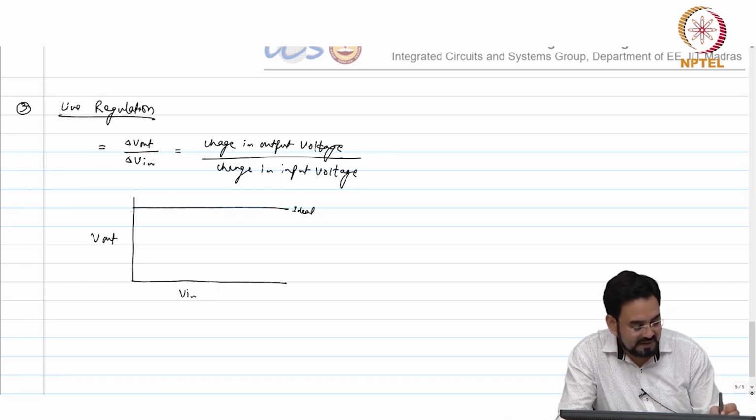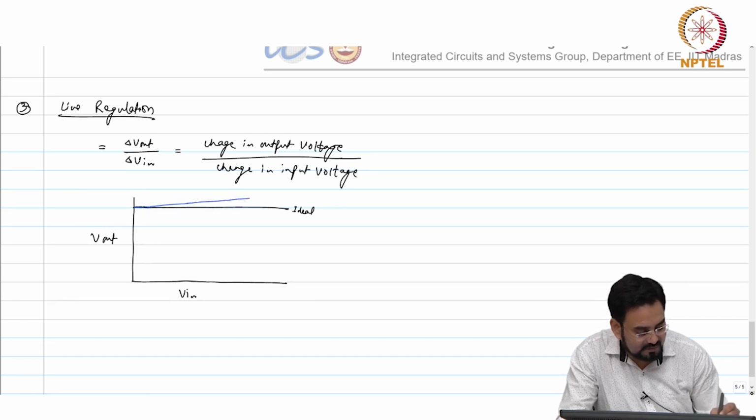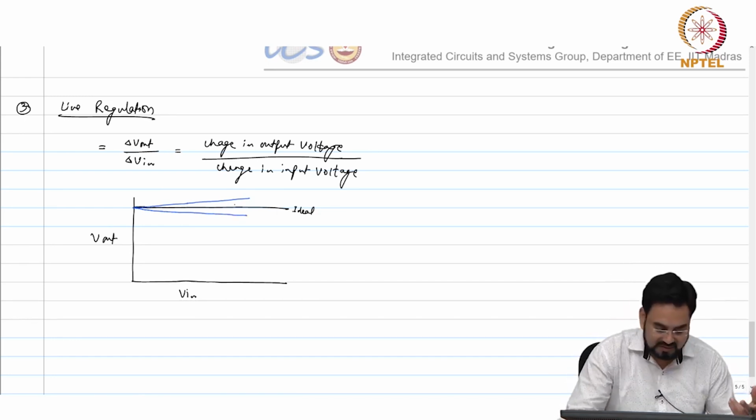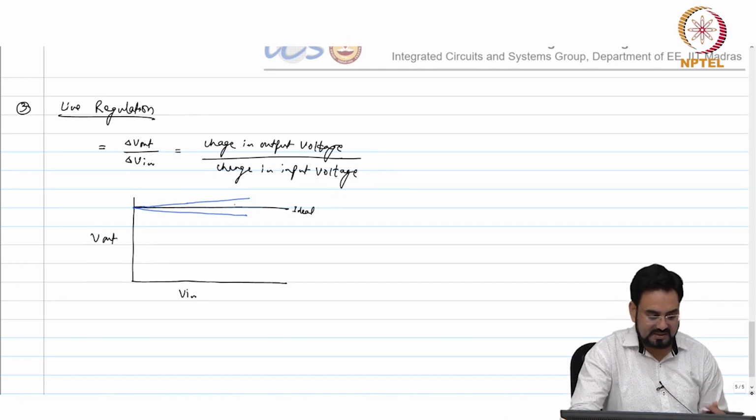But in practical it will not be like this, it may change the color. So it may do this or it may do like this. So it may be in both the directions, positive or negative, we don't know, it all depends on design.